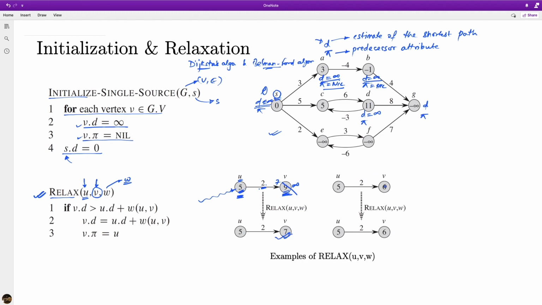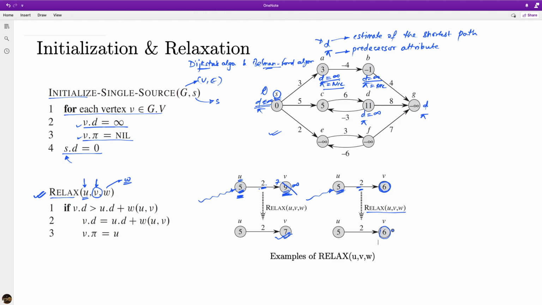Now what if V already has a really good shortest path estimate? Say we have a situation like this where we at some point ended up updating the shortest path estimate for U to be 5, and then we run the relax operation on UV with this weight 2. Here, since V already has a really good shortest path estimate, taking this path, 5 plus 2 is 7, would actually make the cost of going to V higher. In this case, the relax operation doesn't do anything, so it keeps the shortest path estimate for V as it is.